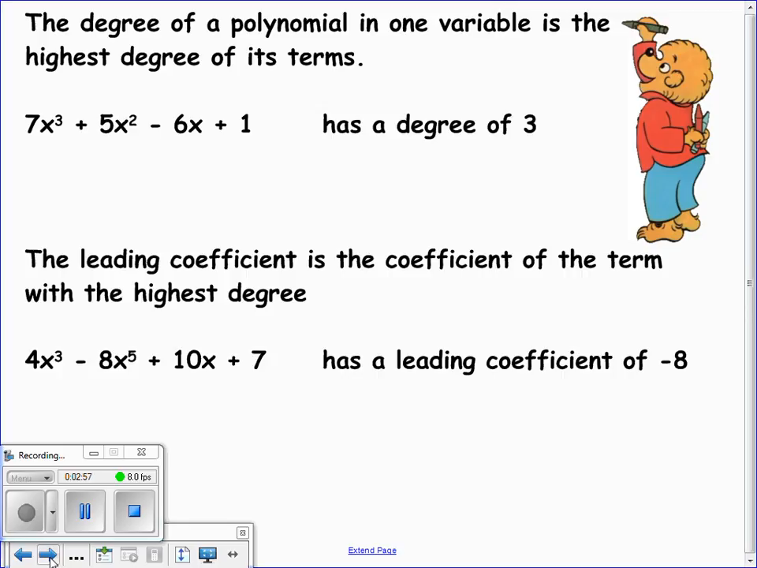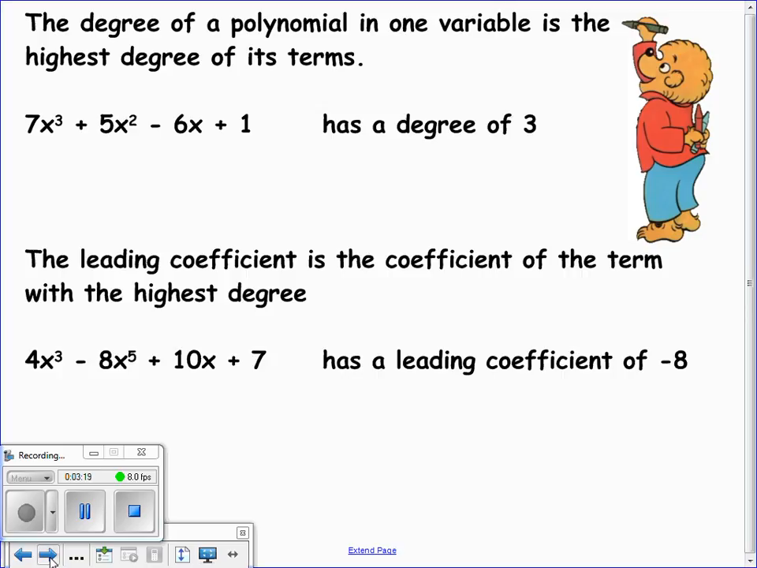The leading coefficient. Do you guys know what a coefficient is? It's the big number in front. Good. So the leading coefficient is just the big number in front. So here the highest exponent is 5, so it's a degree of 5. How many answers does it have? 5. And then the leading coefficient should be negative 8, because that's the part that's with this.